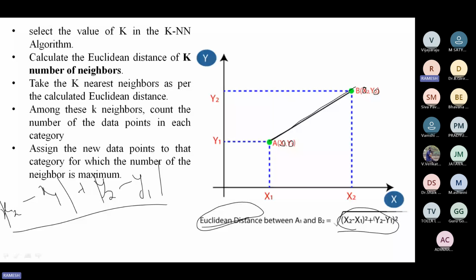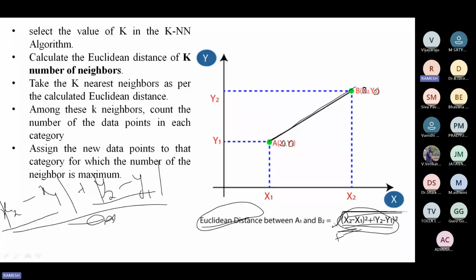To calculate the distance between two points, we can use either Euclidean or Manhattan distance, because we can observe one common point in these two: both eliminate negative answers. Here, it is x2 minus x1 whole square plus y2 minus y1 whole square, and after that we take the square root, so there is no chance of getting negative values here. And here also, it is the modulus of x2 minus x1 plus the modulus of y2 minus y1, so here also there is no chance of getting negative values. To eliminate the negative values, we follow this.